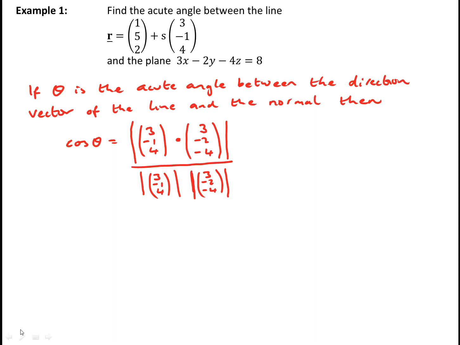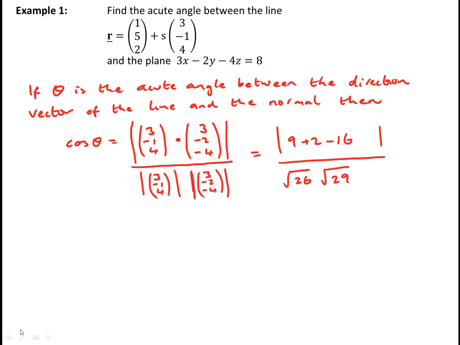So first of all, we've got the scalar product to work out. The scalar product is going to be 3 times 3 plus minus 1 times minus 2 plus 4 times minus 4. So that is 9 plus 2, take away 16. So we've got minus 5 as the numerator of our fraction. The magnitude or length of the vector (3, -1, 4) is the square root of 3 squared plus minus 1 squared plus 4 squared. So that's the square root of 9 plus 1 plus 16, which is the square root of 26. The magnitude or length of the normal vector is the square root of 3 squared plus minus 2 squared plus minus 4 squared. So that's the square root of 9 plus 4 plus 16, which is the square root of 29.